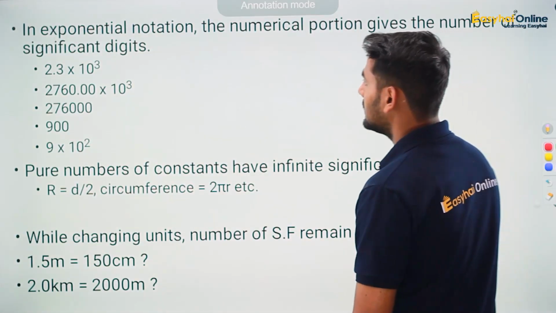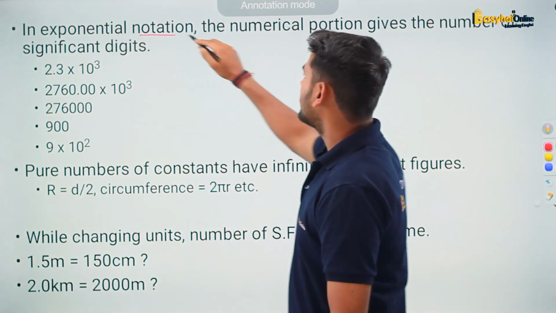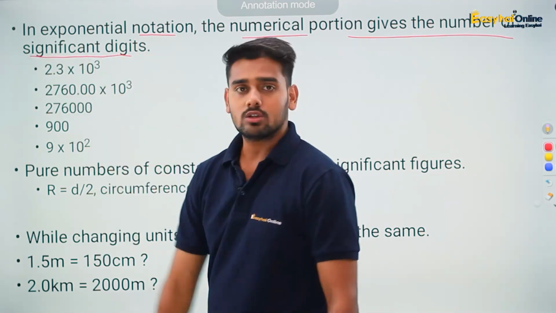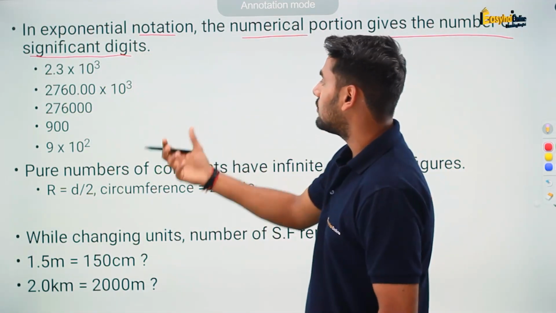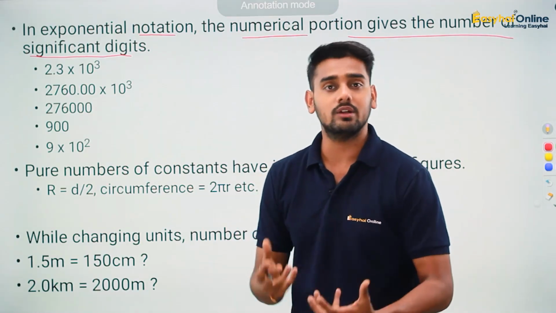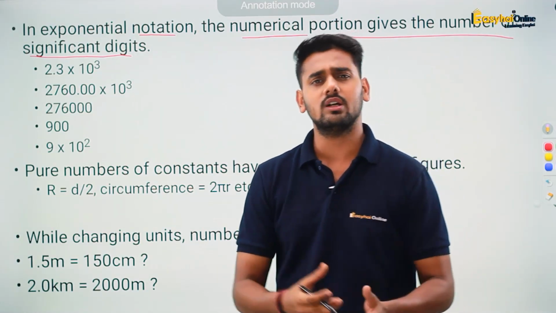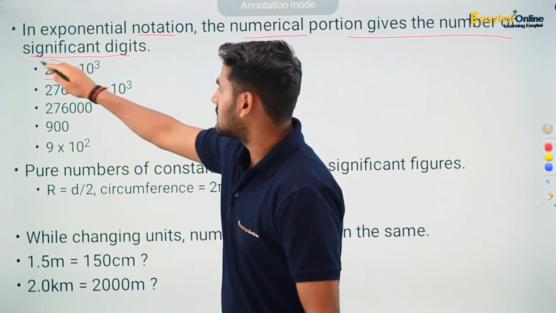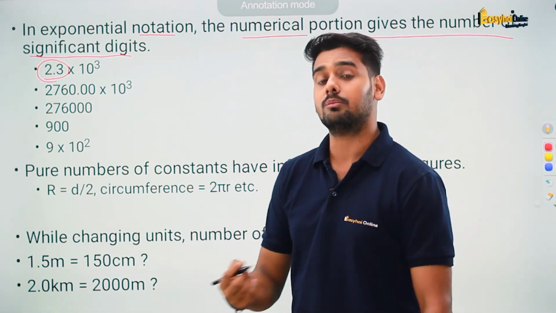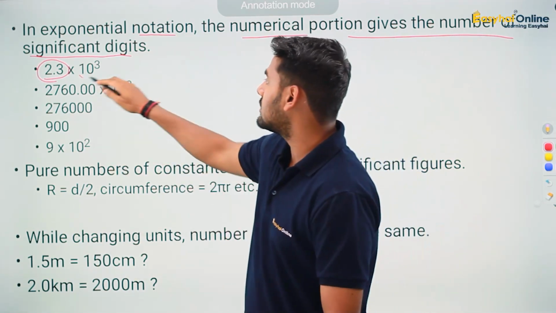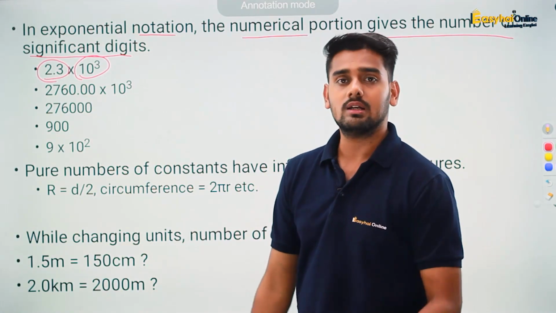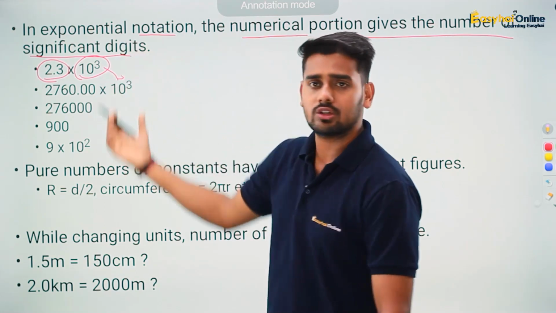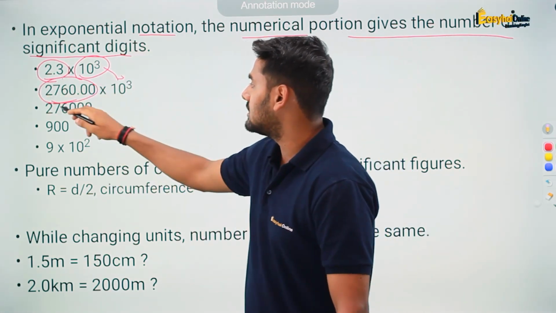Let us take a look at this one. In exponential notation, the numerical portion gives the number of significant figures. When you are writing numbers in exponential form, which is used heavily in physics when we deal with very large or very small numbers, whatever this quantity is, this one gives you the number of significant figures. Here 10 raised to the power 3 is not counted as any significant figure. Basically this works as the conversion unit, and the significant figures are in this part.